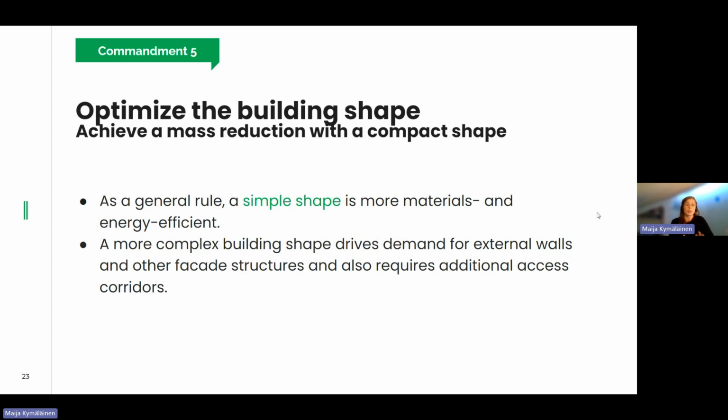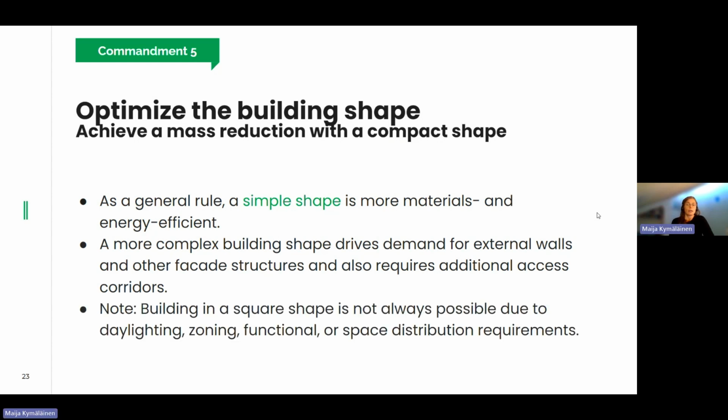If you have a square building, it is the most energy efficient. A more complex building shape drives demand for external walls and other facade structures, and also requires additional access corridors. And of course, it is not always possible to create due to different factors such as daylighting, zoning, functional or space distribution requirements, but it does not change the fact that a simpler shape with comparable function and materials means basically lower impacts.